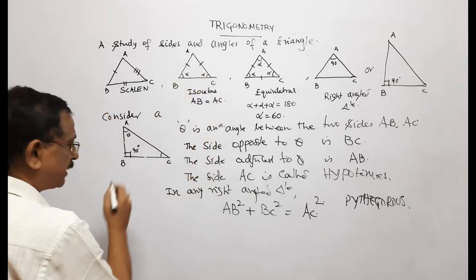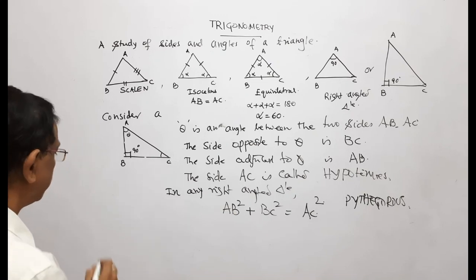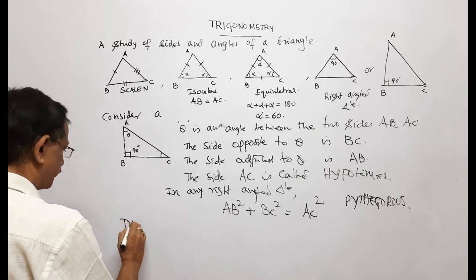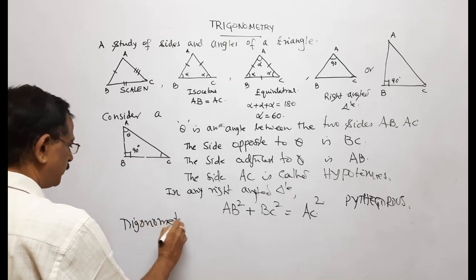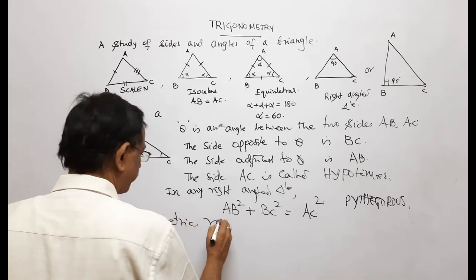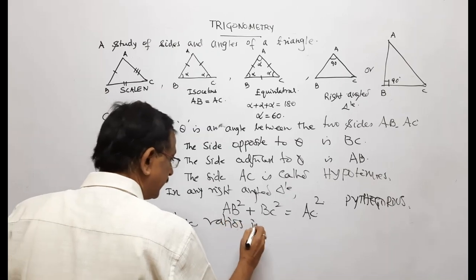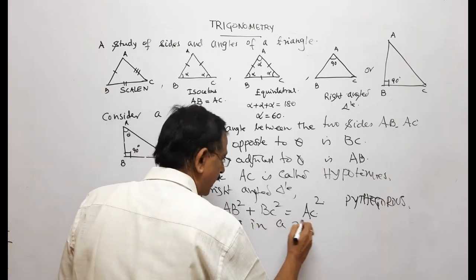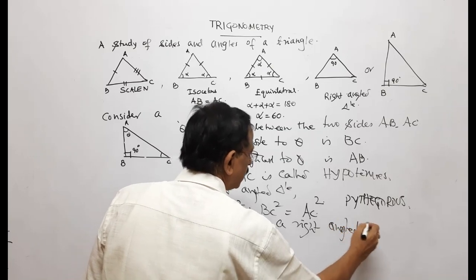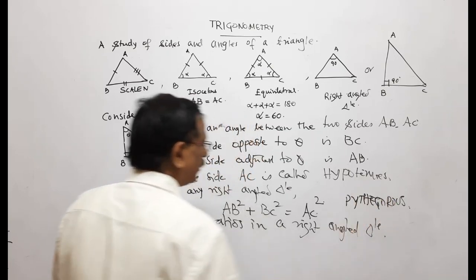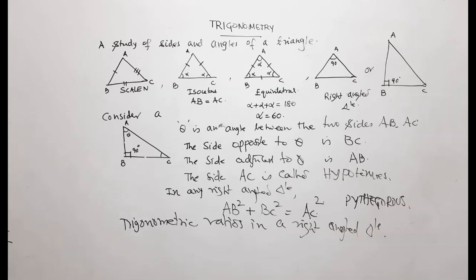Now, I'm going to define the trigonometric ratios. The trigonometric ratios in a right angled triangle. I'm talking about a right angled triangle, so I'm talking about trigonometric ratios in any right angled triangle.